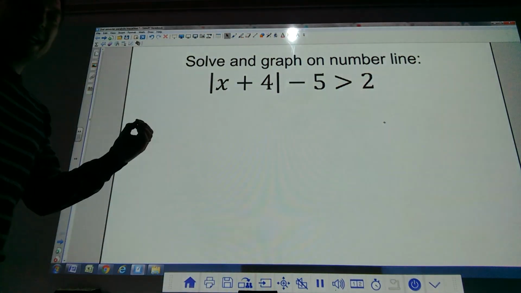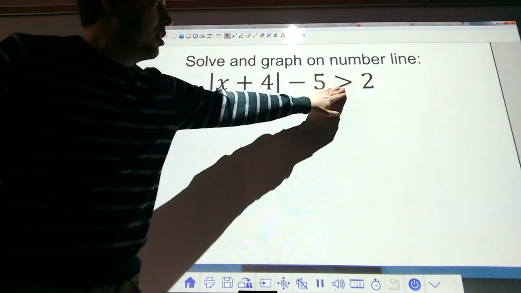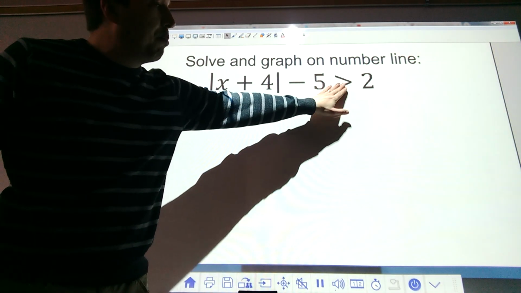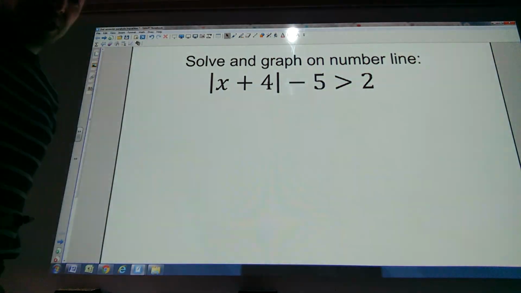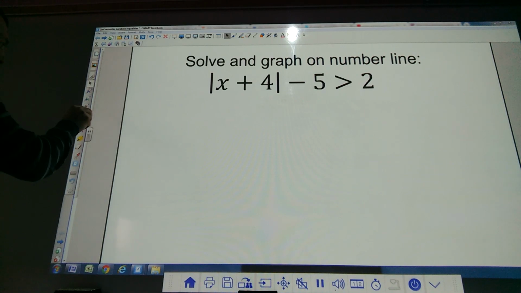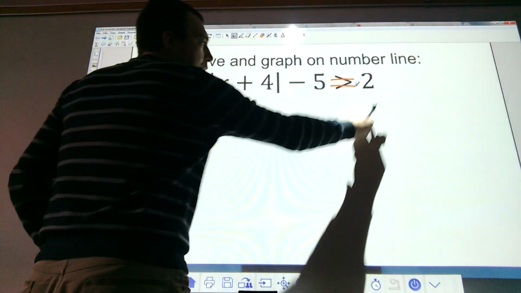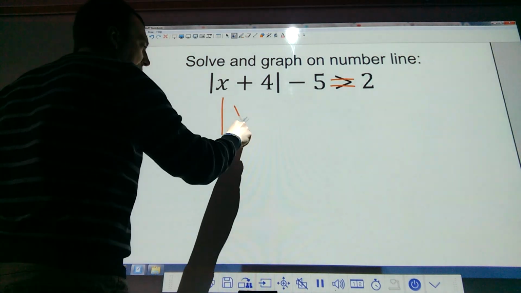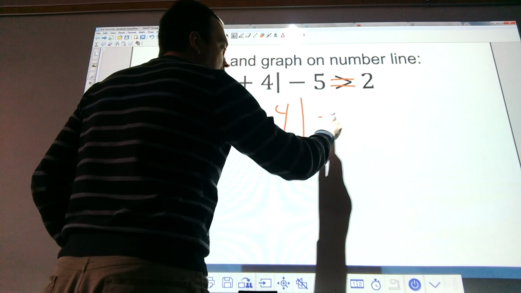Number one, we said that we want to look at this greater than sign, but really, at the beginning, we want to make it into an equal sign, and we're going to get 2 points. So, we're going to get rid of this and put an equal sign. So, first thing we're going to do is add 5. So, we're going to have absolute value of x plus 4 equals 7.